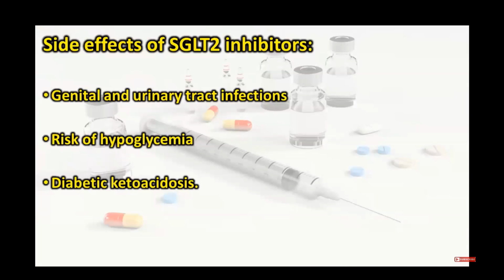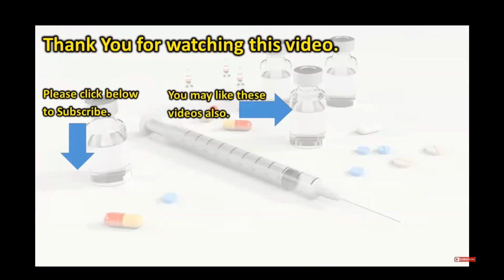Side effects of SGLT2 inhibitors: as the drugs cause more glucose to be excreted in the urine, there is a higher chance of getting genital and urinary tract infections. These side effects are more common in women than in men. Taking SGLT2 inhibitors with insulin, sulfonylureas, or glinides may increase the risk of hypoglycemia. SGLT2 inhibitors can, in rare cases, lead to a dangerous condition called diabetic ketoacidosis.